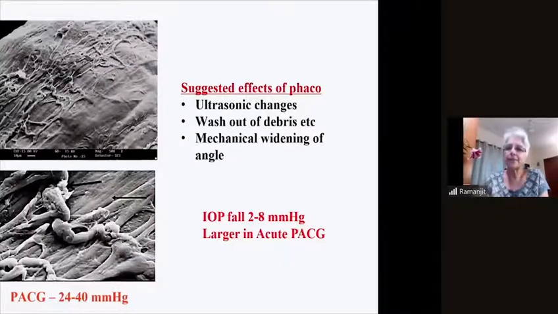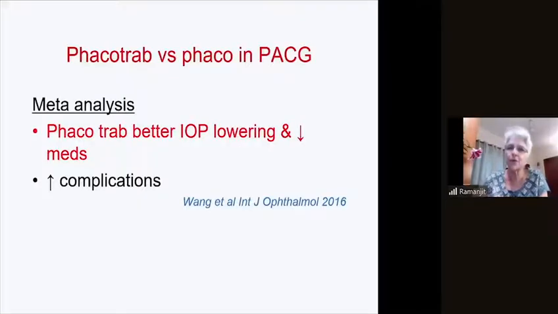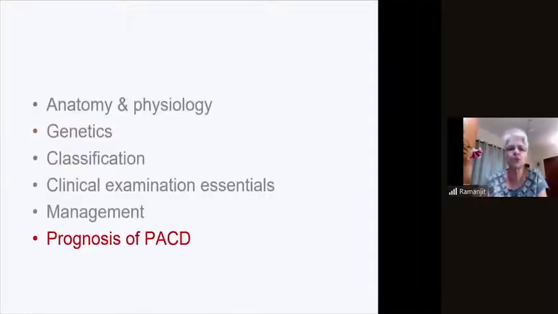What are the suggested effects of phaco? They say the ultrasonic changes may wash out debris, mechanical widening of the angle occurs, and in the best hands, the IOP fall has been 2 to 8 millimeters. This is, of course, much larger in acute angle closure eyes because they start at 50 and 60 millimeters of mercury, and you remove the lens, and the iris falls back before trabecular damage can occur. In PACG eyes, please remember the pressures that we actually see are 30 to 40 millimeters, and a 2 to 8 millimeter drop still requires medication. So please do not do a cataract and say no medications are required. Please follow them up regularly. A phaco trab has been shown to be better than phaco.